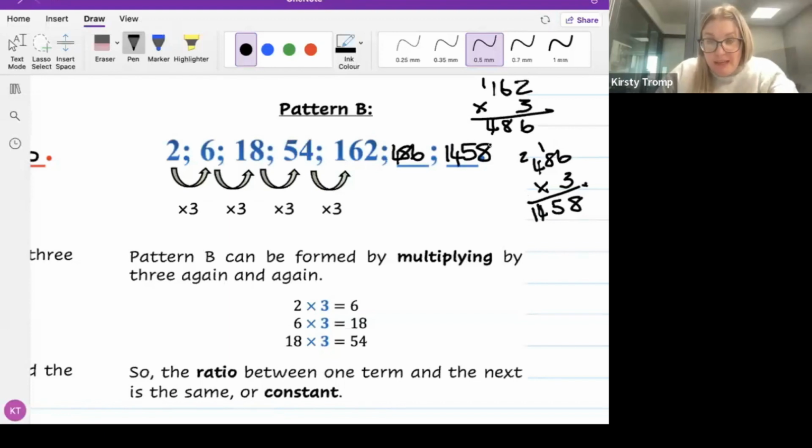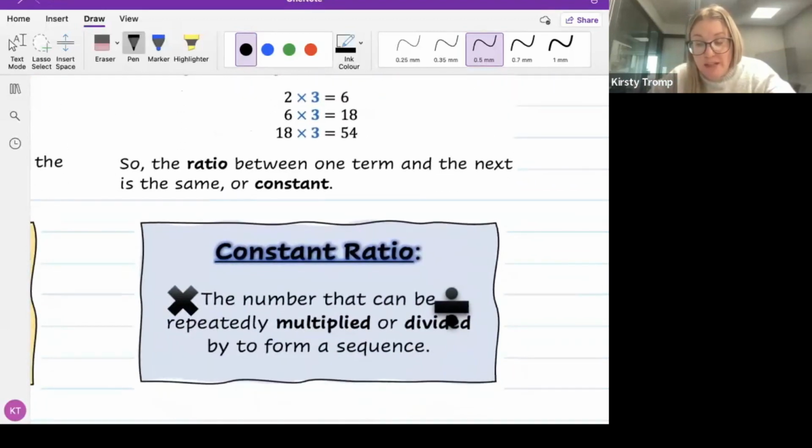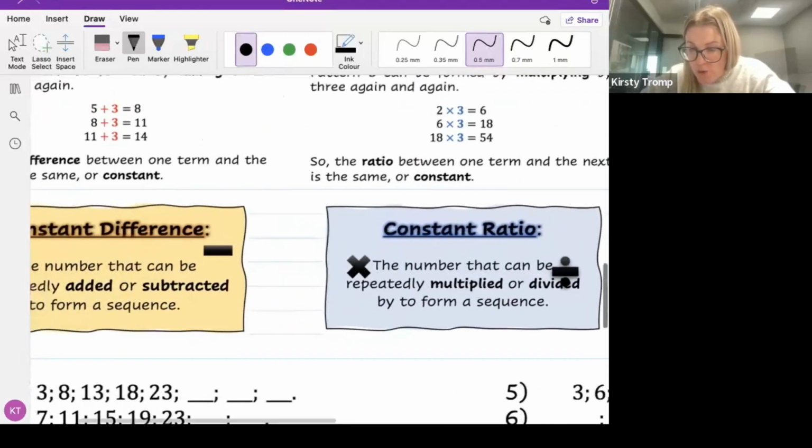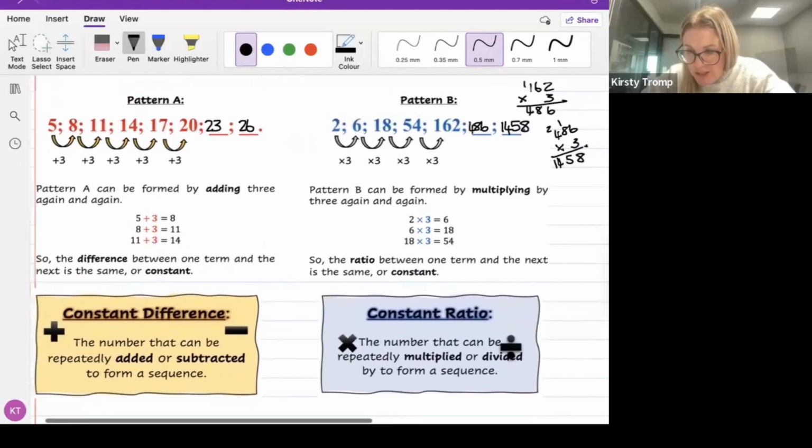So when we look at pattern B, it is formed by multiplying by 3 again and again. So we're going to have what we call a ratio. The ratio between one term and the next is the same, or we can say that it is constant. If we have a constant ratio, it means that the number can be repeatedly multiplied, or divided by, to form a sequence. So I'm going to make this so that it's all on one screen for you. Perfect opportunity for you to take a screenshot.